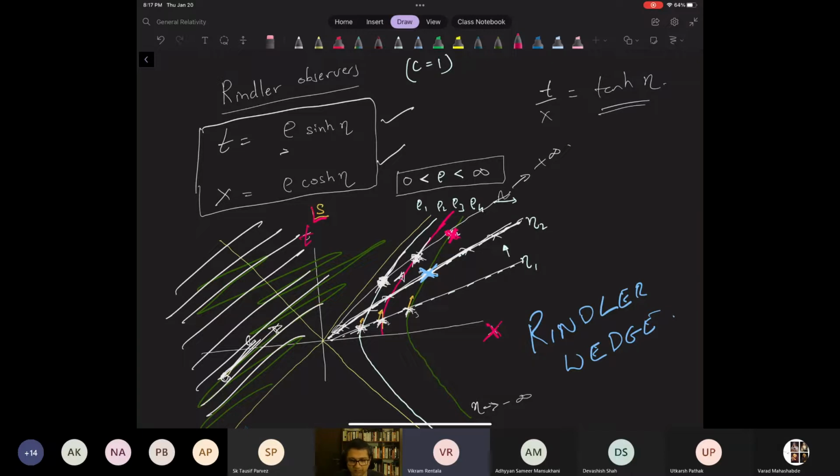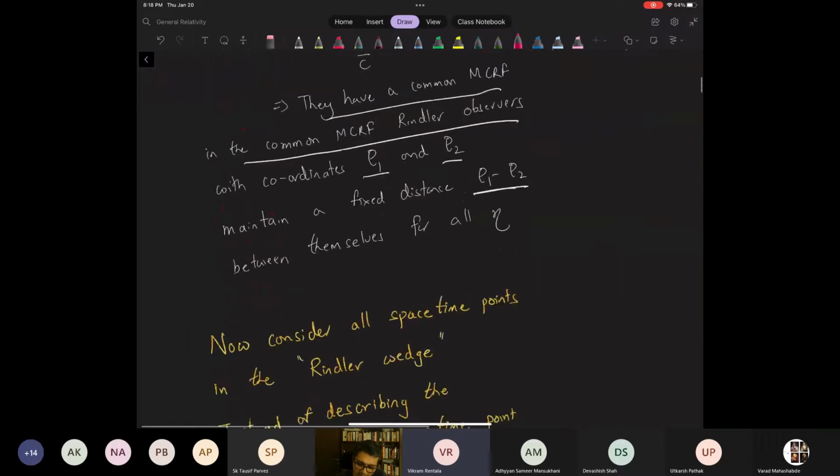Instead, you can describe them by what are called Rindler coordinates. That is, you can describe this particular space-time point by the rho of the Rindler observer who passes through this point, and by the eta, which corresponds to the proper time at which this Rindler observer passes through that point. So each point in this Rindler wedge is uniquely labeled by a value of rho and eta.